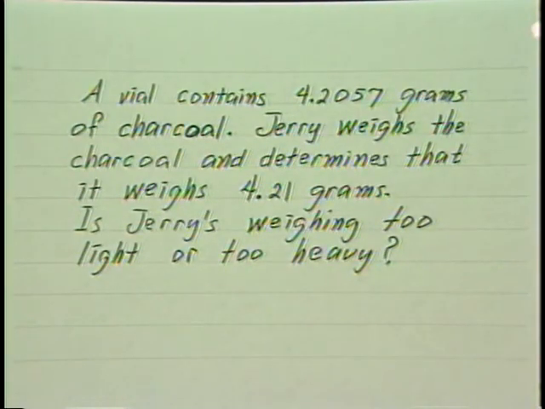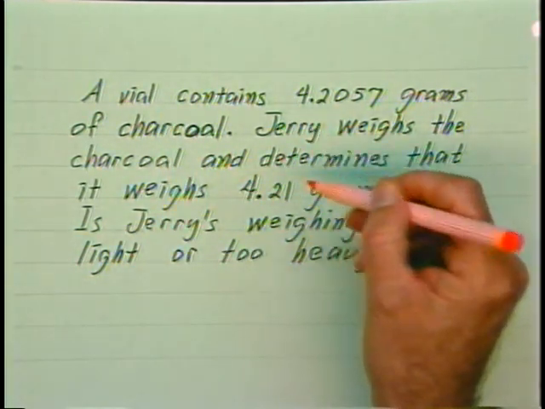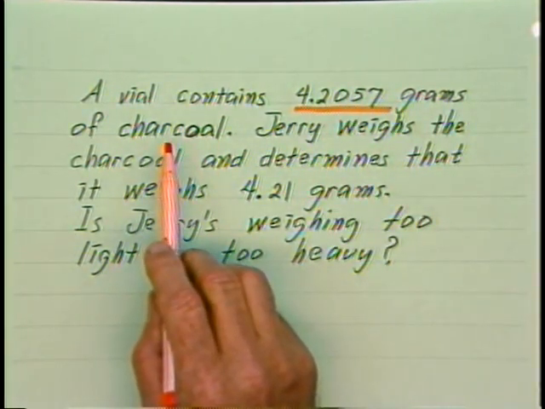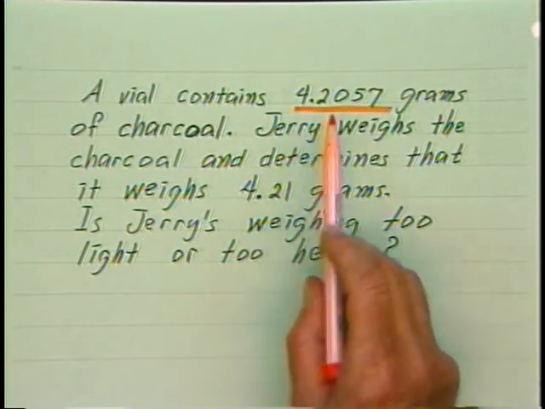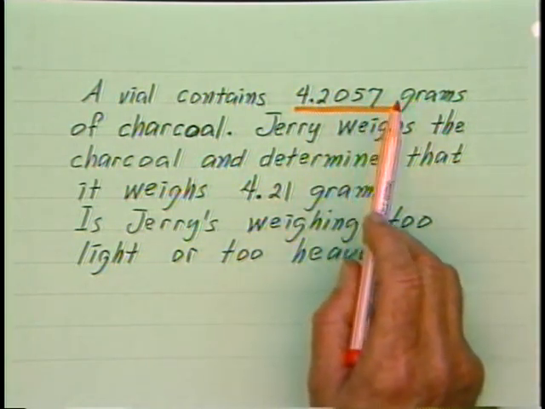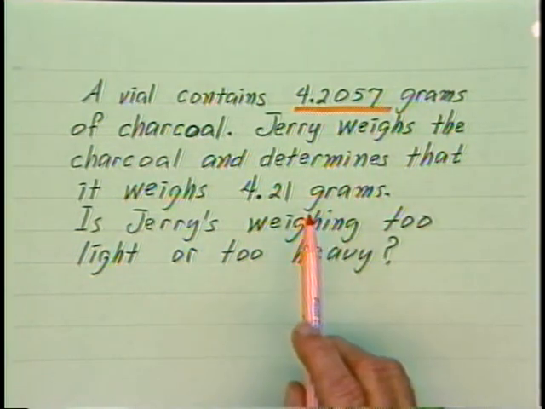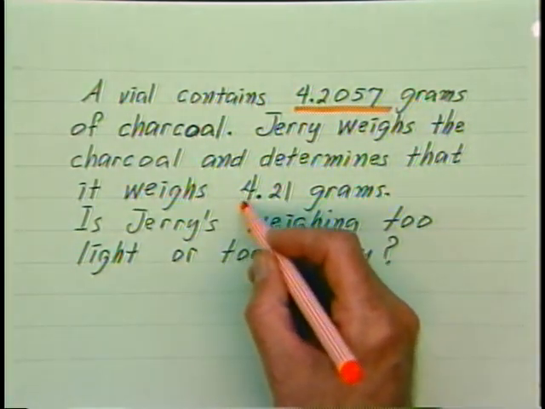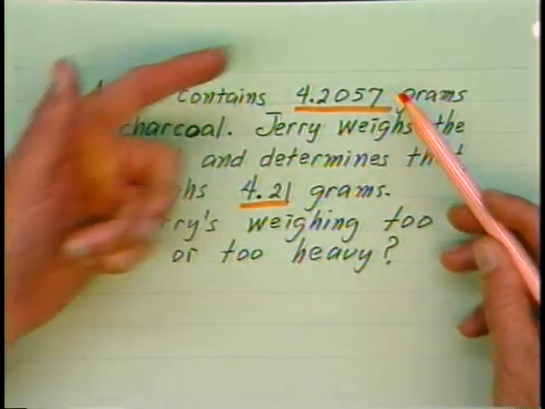To show you the importance of this, here is a problem like situations which occur very frequently in all of science and technology, particularly chemistry. Let's say that you have a vial which is supposed to contain this many grams of a particular substance, in this case charcoal. Let's say a person, Jerry here, wishes to double check this, so he weighs it on an extremely sensitive scale, and reading as well as he can, he determines that he has 4.21 grams, which is not the same as this.